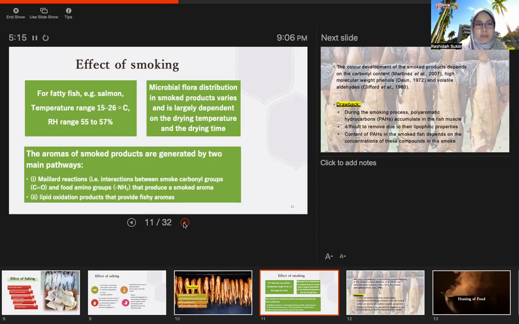The other pathway is lipid oxidation. We know that food is made up of proteins, lipids, carbohydrates. So if you have fatty fish with a high lipid content, for example, lipid oxidation occurs, and those lipid oxidation products will also give the aroma of these smoked products. So always remember there are two pathways that produce the aroma of smoked products. One is the Maillard reaction between the residue sugar and the amino groups, the carbonyl and amino groups. The other one is lipid oxidation.